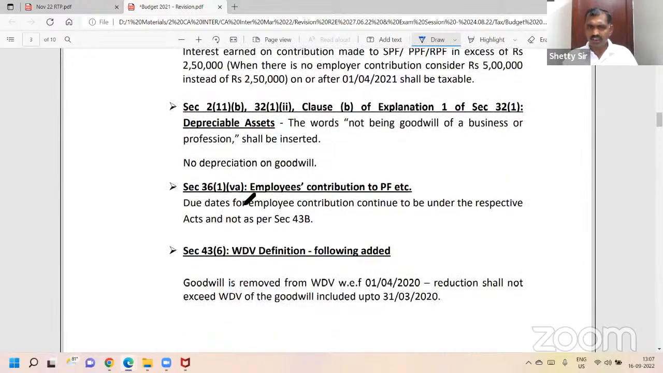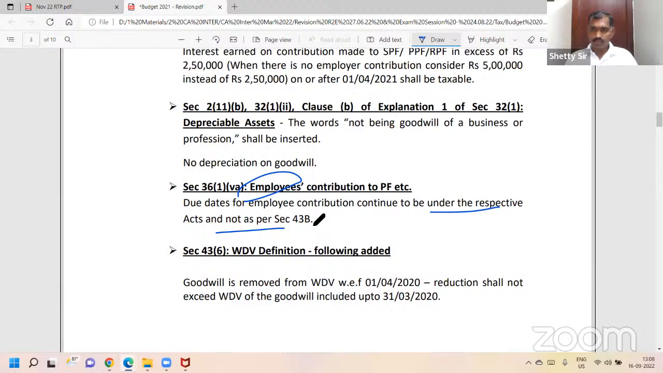The due date is always under the respective Act and not 43B. Employer's contribution is 43B. That is 1.31. Employee contribution is 15th of next month. Very big. Due dates for remittance. 2 RMRs. For employees' contribution to any PF, ESI, etc. Any PF, the RPF, ERPF.